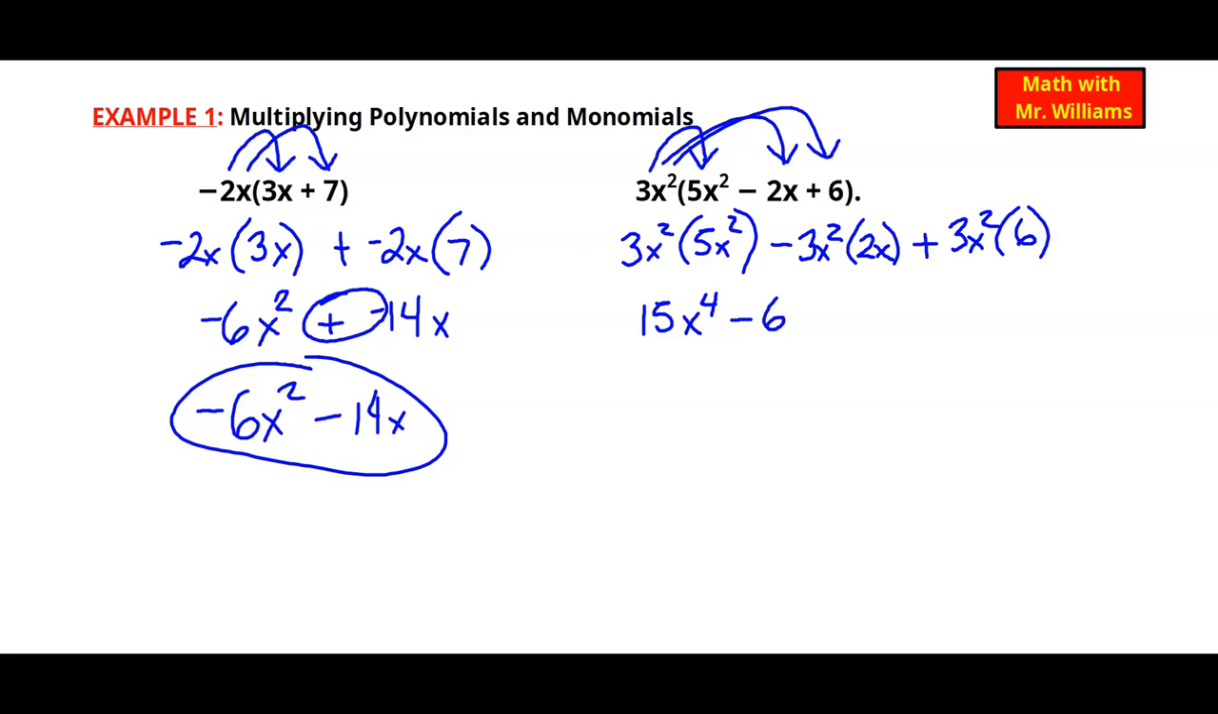And then we add the exponents again. So 2 plus, there's a 1 right next to this exponent here, so we have 3 for the x. All right, plus 3 times 6 gives us 18. And there's only the x squared, so we bring that down. So our answer in this case is 15x to the fourth minus 6x to the third plus 18x squared.